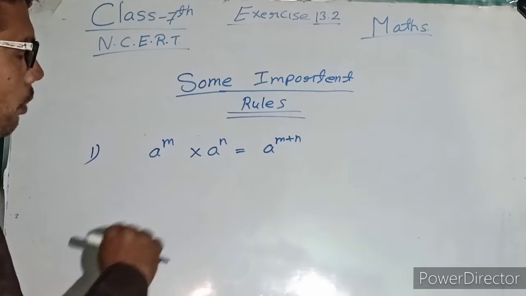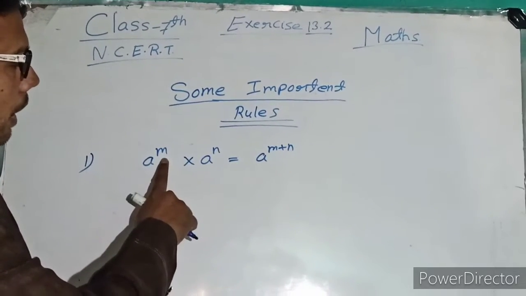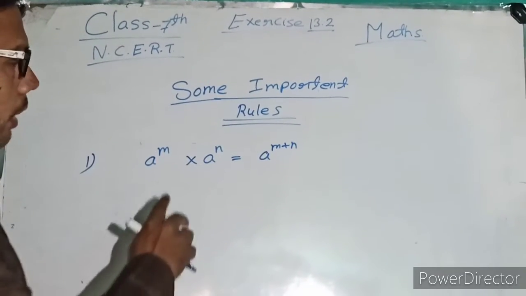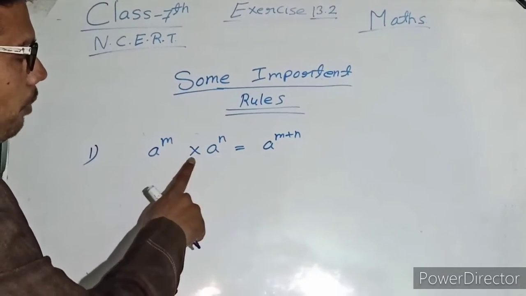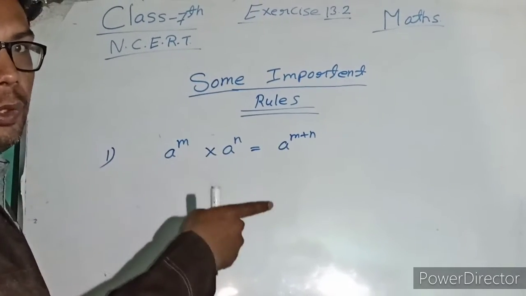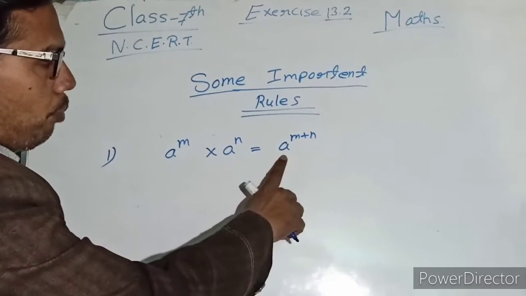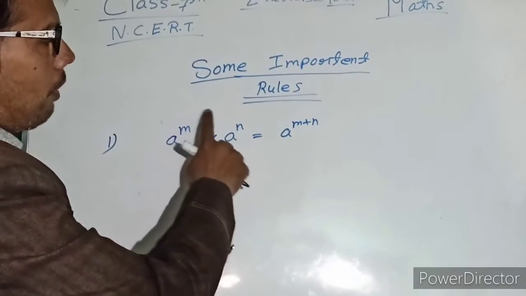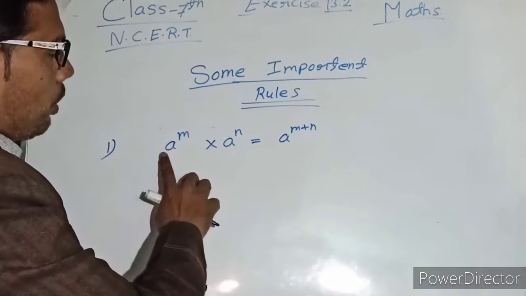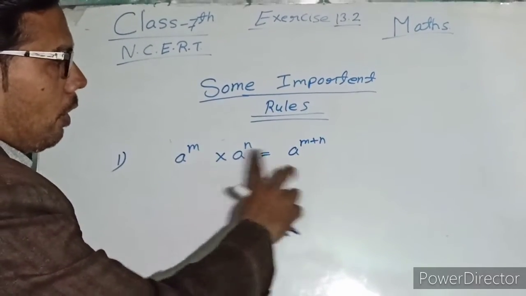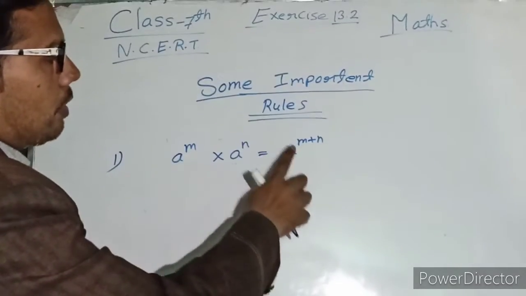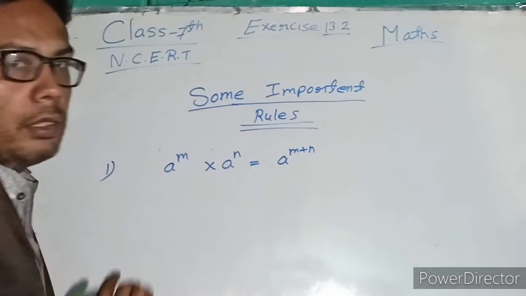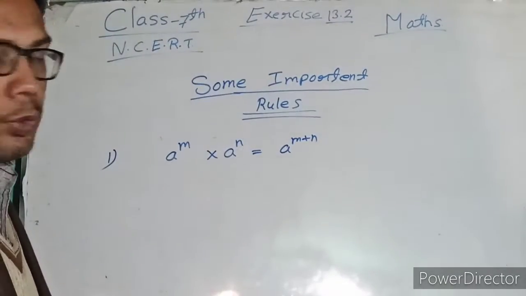Here we have two numbers, a raised to the power m and a raised to the power n, and in between we have a multiply sign. So what we will do, we will just write the base one time and we will add the powers, because the base is same and powers are different. So this is the first rule.